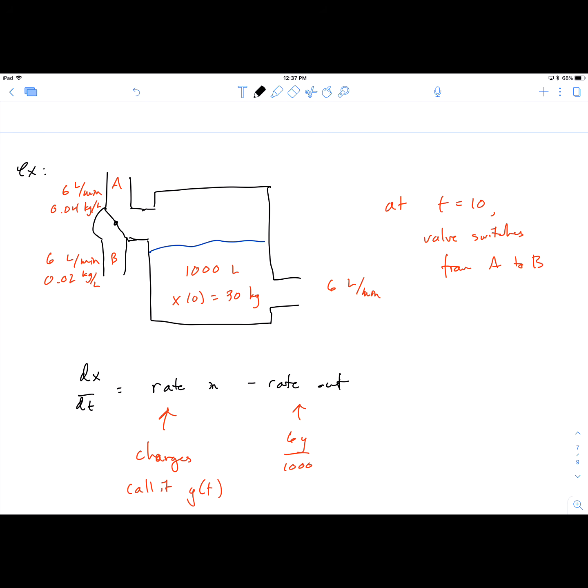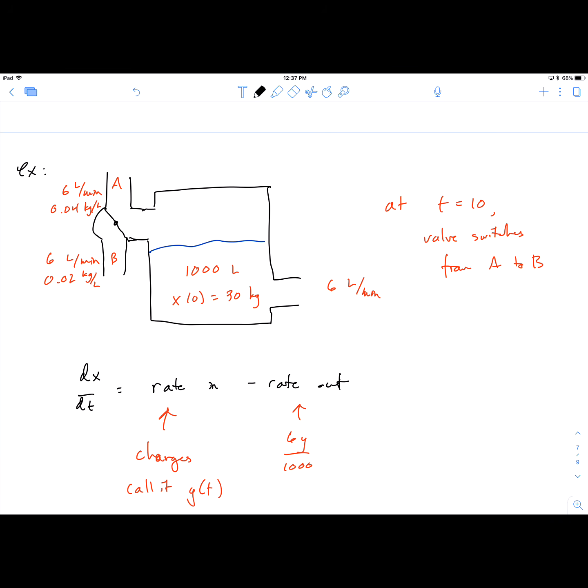So you have the first 10 minutes, the flow is coming in from A at 6 liters per minute with 0.04 kilograms per liter. And then after 10 minutes, the valve switches and the B flow kicks in. On test 2, we solved this manually by solving the question for A and then plugging in t equals 10 to find the initial value for the second problem. So we kind of thought of it as two separate problems.